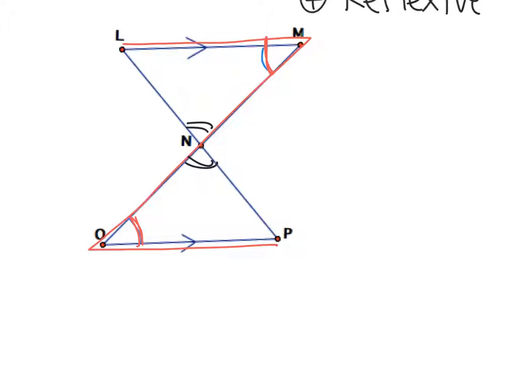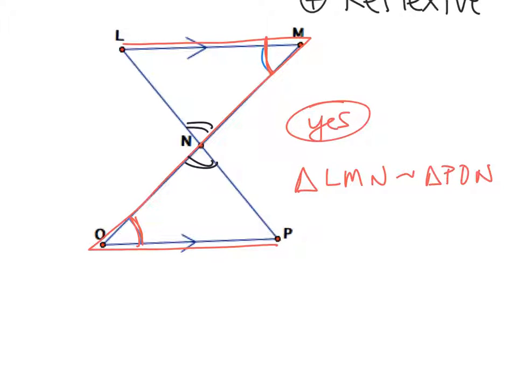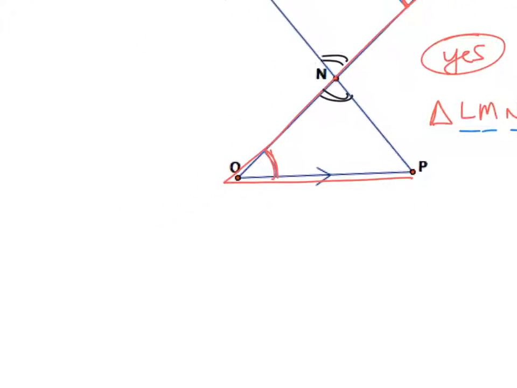So therefore, are the triangles similar? Yes. And if I ask you to write a similarity statement, I would be saying, write triangle LMN is similar to triangle PON. And reminder that the corresponding angles have to be in the same spot. L is congruent to P, M is congruent to O, N is congruent to N. All right. Third one.